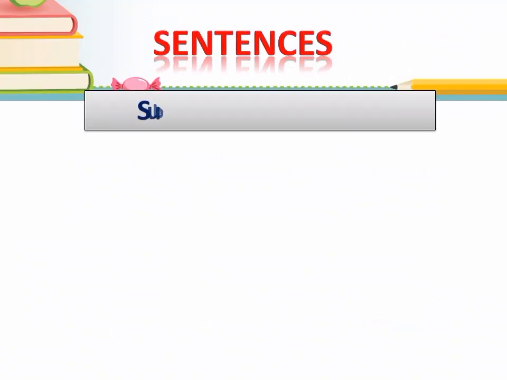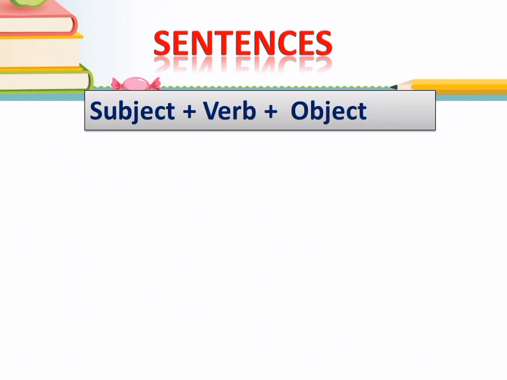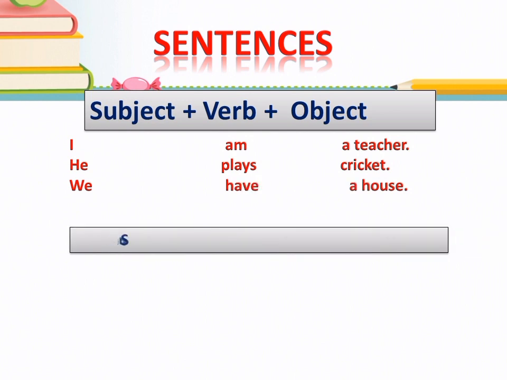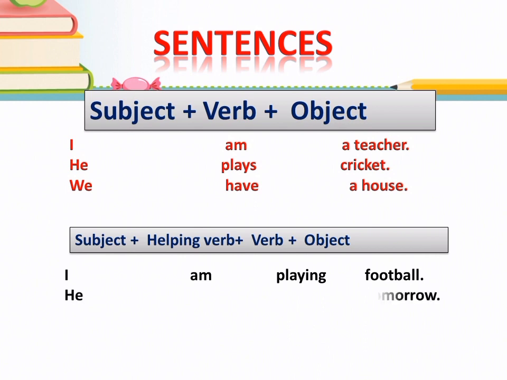First of all, we can see the sentence pattern. Normally we can make a sentence in subject plus verb plus object pattern. For example, I am a teacher. He plays cricket. We have a house. In another way, we use the subject plus helping verb plus object pattern to make a sentence. Examples are, I am playing football. He will come tomorrow. We are studying English.